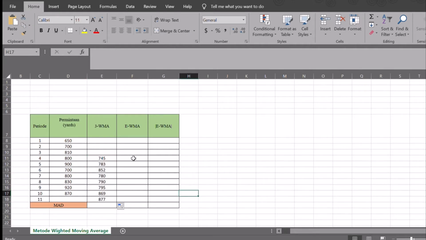For filling in the column, because a 3-period weighted moving average is required in the given case study, forecasting is carried out starting from the fourth period by multiplying historical data by the requested weights. After getting the result, we can drag it down to the 11th period and calculate the error value, absolute error value, and also the MAD value.